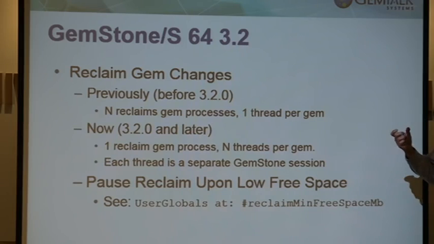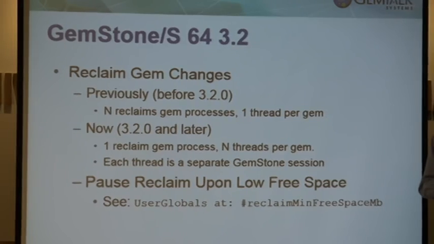Previously, and again, this dates from architecture that's 20, 30 years old, we have lots of processes running when you're running a Gemstone system. There are many processes. We are moving to threads in more of our activities. And so now, previous to 3.2, there would be multiple processes. Now we have one process with multiple threads. And each one can log in as a separate session and do garbage collection activity. So this is improving performance.